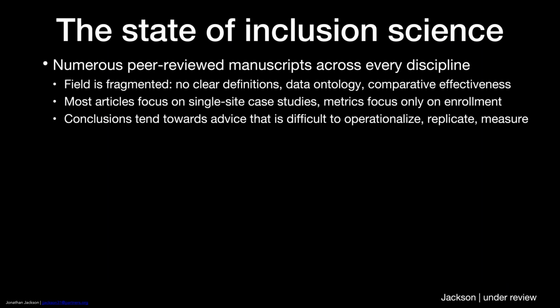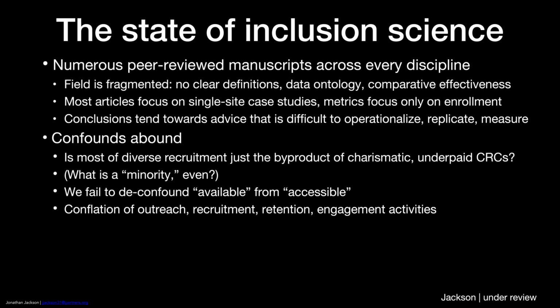So just to quickly summarize the state of inclusion science, the state of recruitment science more broadly, there are a lot of peer-reviewed manuscripts across every discipline, but there is no way to unify the various theories that have been presented. And for those of you who have done some reading around this, you might find that the conclusions tend towards advice that is relatively generic. It is difficult to operationalize, replicate, or even frankly measure. There are lots and lots of confounds.